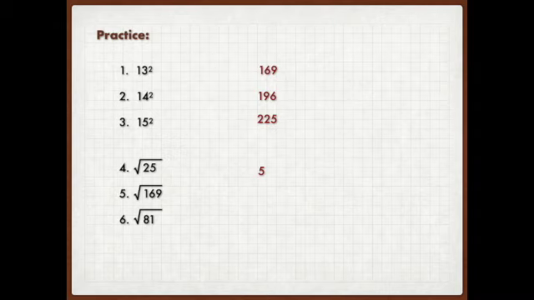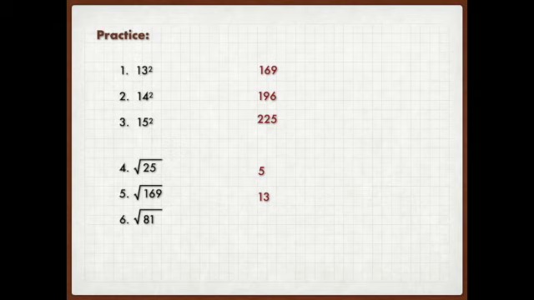Okay, so square root of 25 would be 5 times 5. But what about the square root of 169? In order to figure that out, I have to find two numbers that are exactly the same. If I multiply them together, will give me 169, and that will be 13. So 13 times 13 is 169.